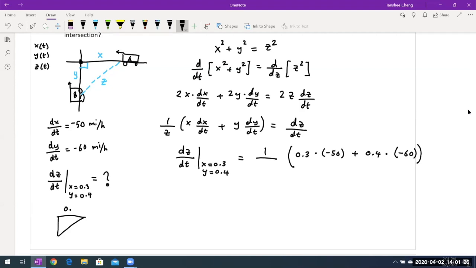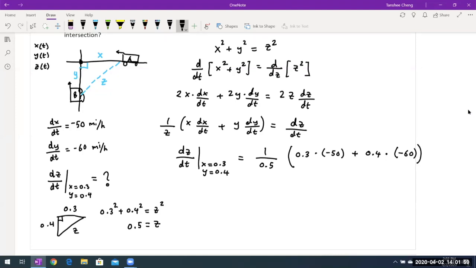My x is 0.3, my y is 0.4, and this is my z at that instance. So using the Pythagorean theorem, 0.3 squared plus 0.4 squared is equal to z squared. Again, this is a 3, 4, 5 triangle. For example purposes, I'm using a good number, but when you run into a homework problem, these numbers may be messy, okay? So it'll be 0.5 right here. So my z is 0.5.